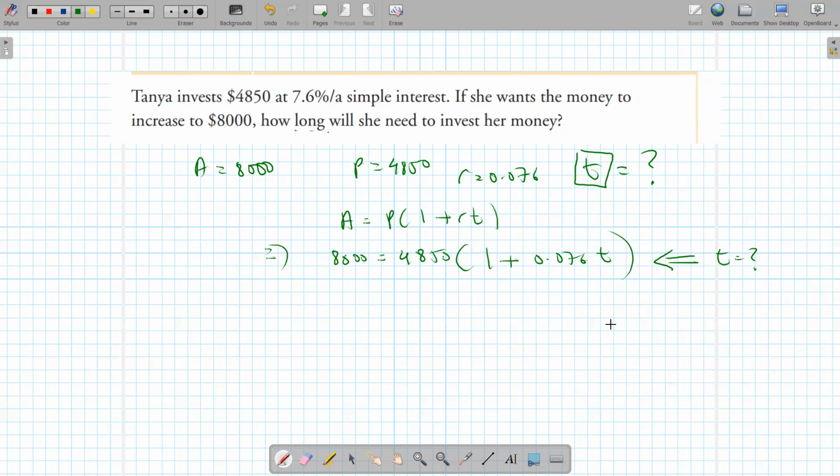Do you do the brackets last? You can't really do anything with the brackets because they're not like terms inside the bracket. But yes, you do the brackets last. You want to do the reverse BEDMAS here. So you divide by 4850? That's right. You'll get 1.65. Now what?